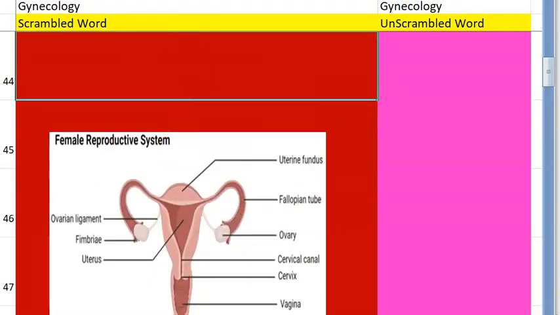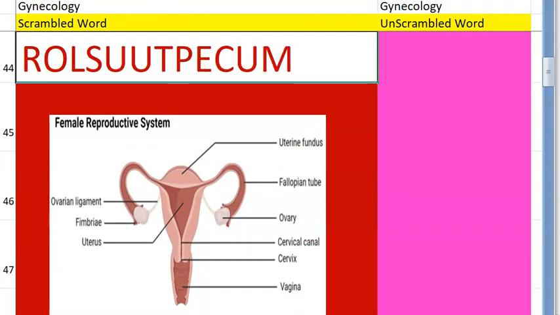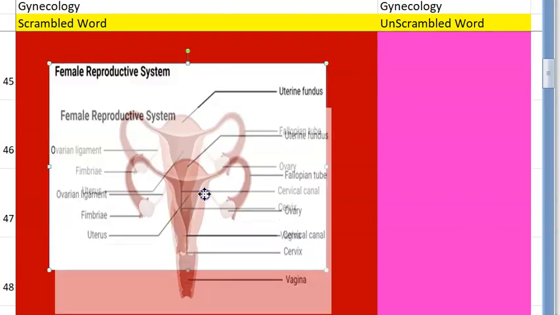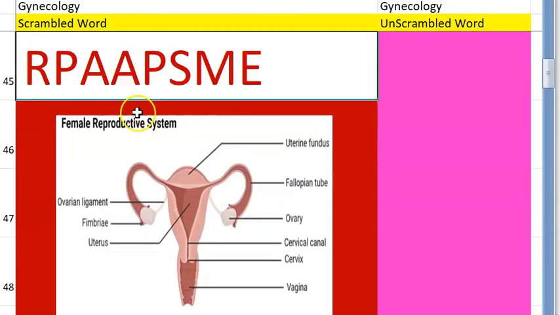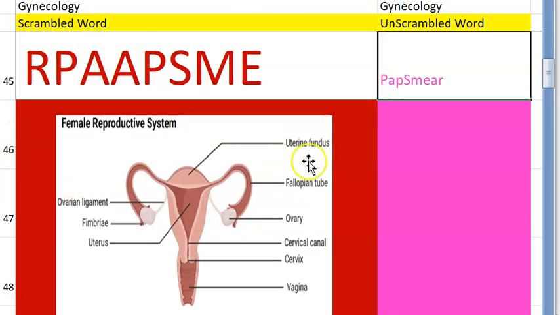Did I tell you that it starts with B or not? Okay, look at this. What do you think this one is? It starts with a C. And it is something that after the Graafian follicle releases the ovum, it will be there. It will secrete progesterone. Corpus luteum. Try this one. Something where we use that stain. Starting with P. Pap smear.